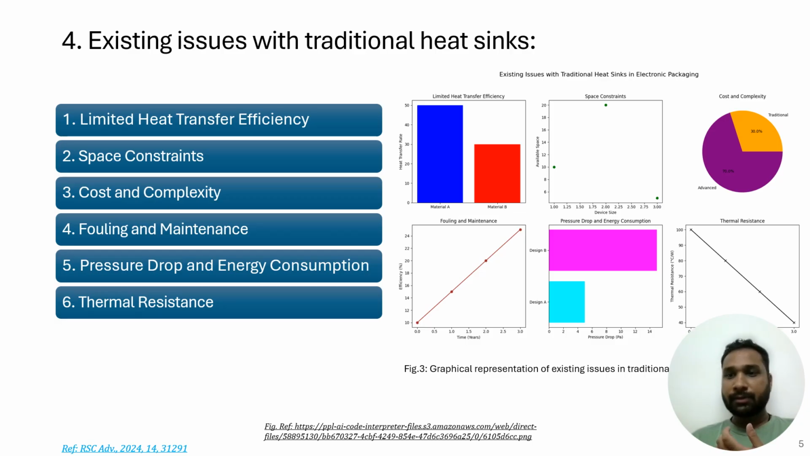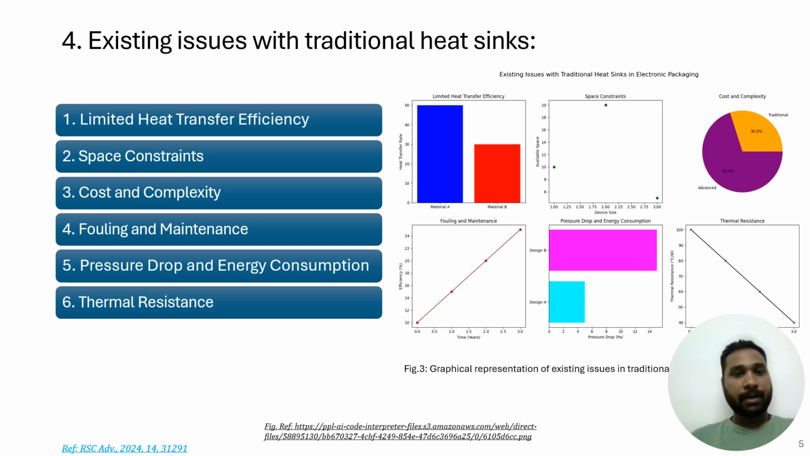Next, coming to space constraint, electronic devices keep shrinking all the parts while increasing IO density. So heat sinks need to work within that constraint to transfer heat effectively. Then cost and complexity. If we are shrinking the sizes, the complexity and the cost increase equally. Then for fouling and maintenance, after multiple uses, some particulates and corrosion are deposited over heat sinks. So regular maintenance is needed. That is one costly part.